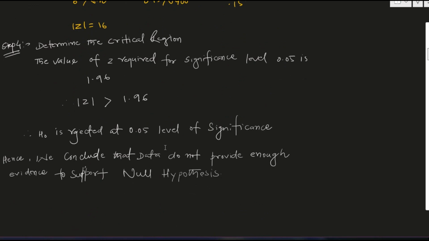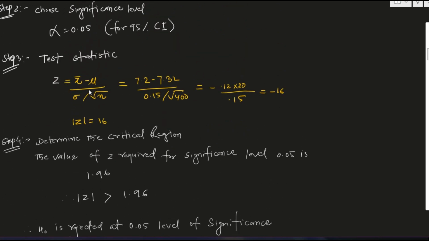So here is the difference between the sample mean and the population mean, divided by the standard deviation over the square root of the sample size. So we got a z score value of 16. The absolute value of z score is 16. Now in step 4, we have to find the critical region.